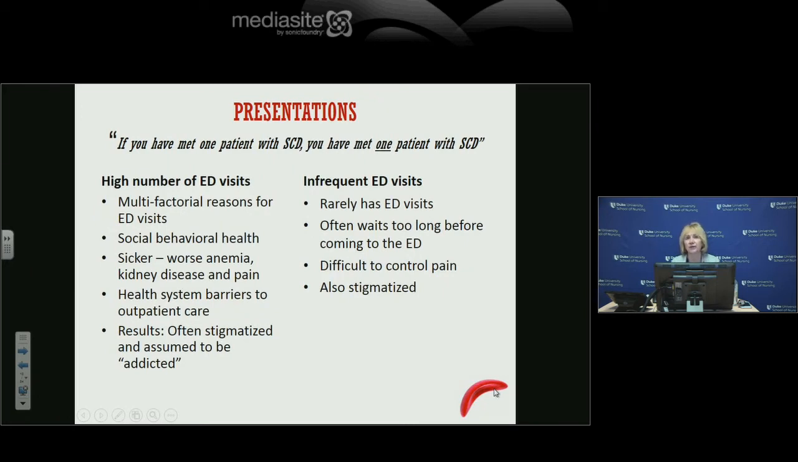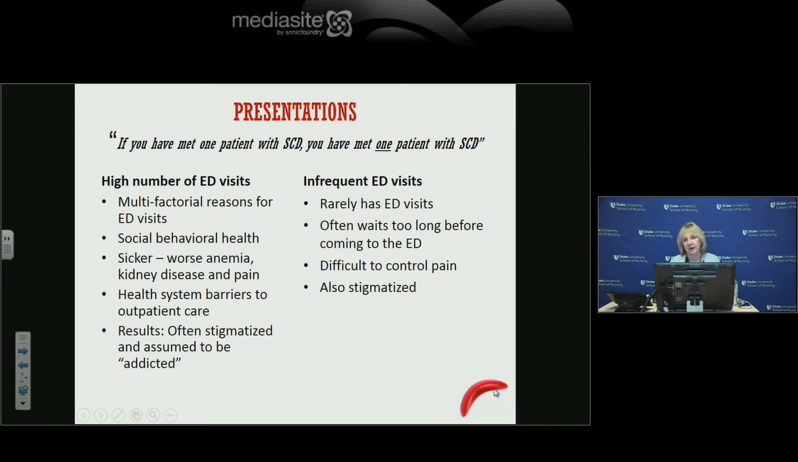It's often difficult for patients with sickle cell to find a provider. If they're fortunate to be in North Carolina and have specialists, that's great. But for the rest of their care, it's often difficult to find primary care providers. So there are many, many barriers in the health system. And what that results in is that patients are often stigmatized and assumed to just be addicted.